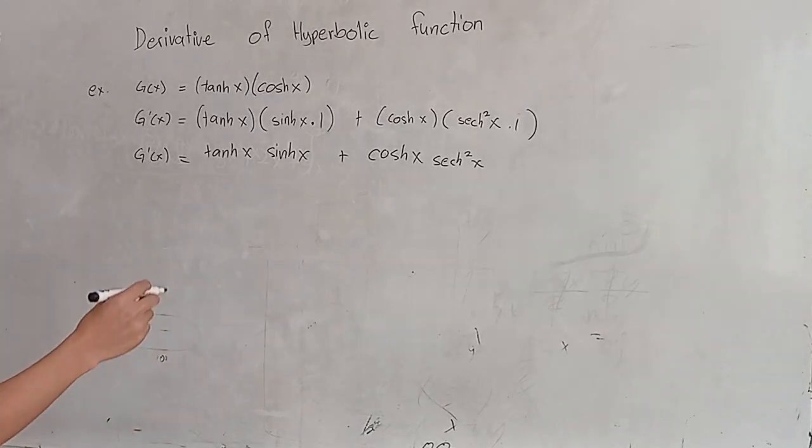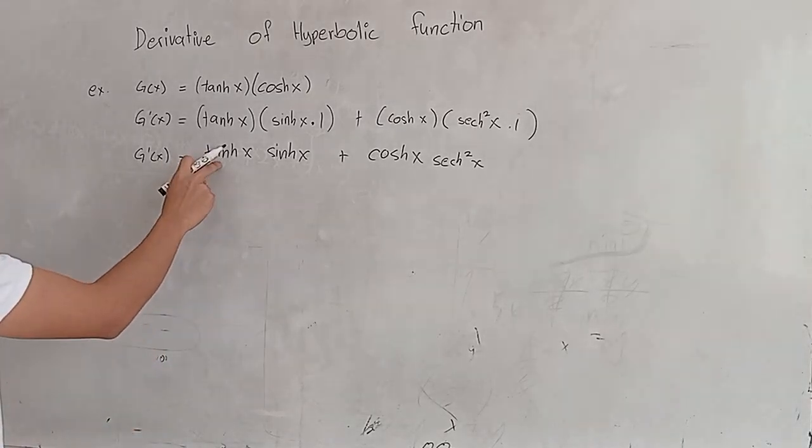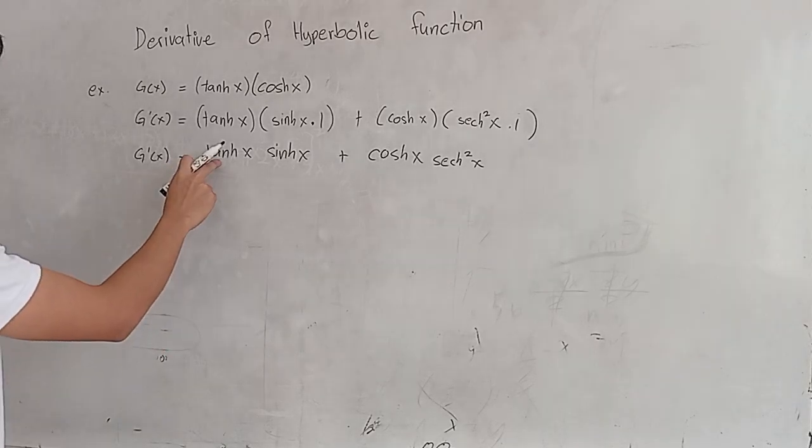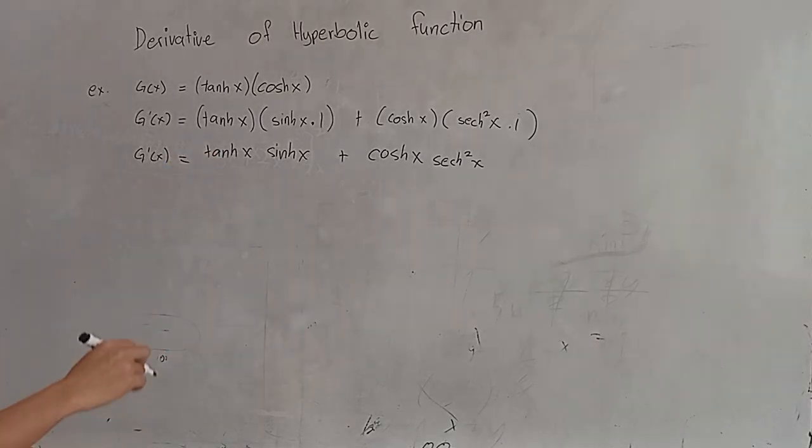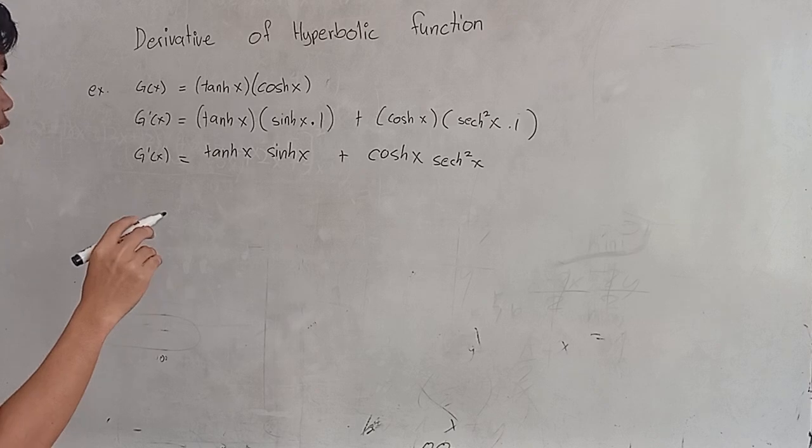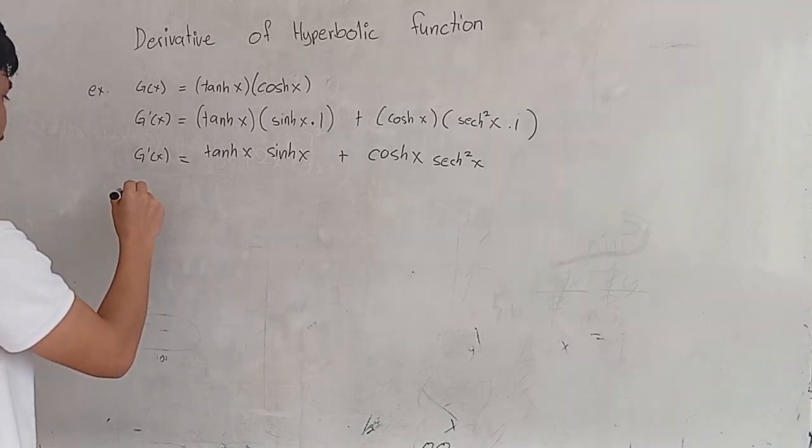And now we know that hyperbolic tangent is hyperbolic sine over hyperbolic cosine, so we can write it there.